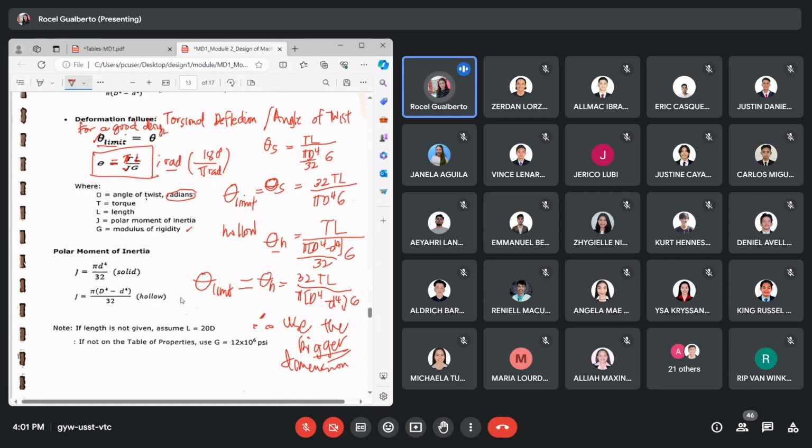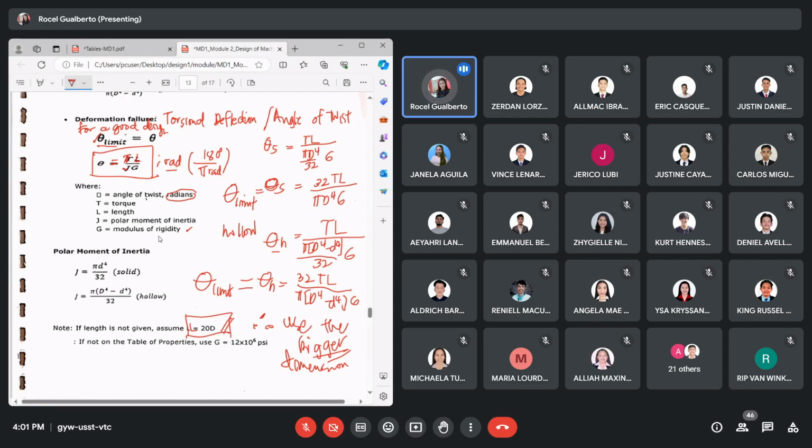Okay. Now, meron po dito mga nakanote. If length is not given, you can assume to use a length equal to 20 times the diameter. Na-mention ko na po sa inyo nung ginamit natin siya sa compression. Okay? Again, you can make use of this po.